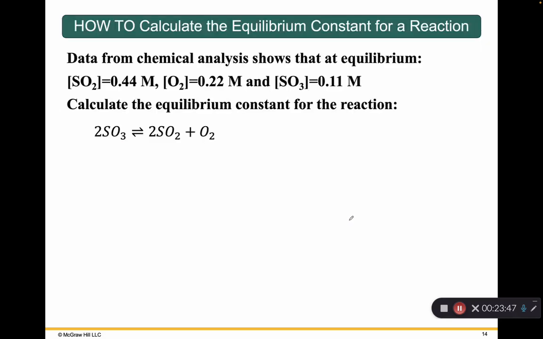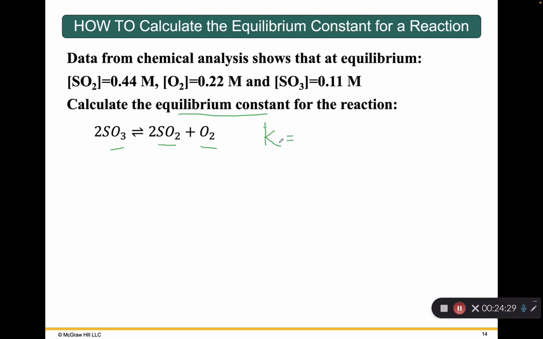Now, let's do one math question here. When we are given the equilibrium reactions and we are given the equilibrium concentrations, how do we work with them? Data from the chemical analysis shows that at equilibrium, your concentration of SO2 is 0.44, O2 is 0.22, SO3 is 0.11. In that case, calculate the equilibrium constant. First of all, we need to know how to write the equilibrium constant expression for this reaction.